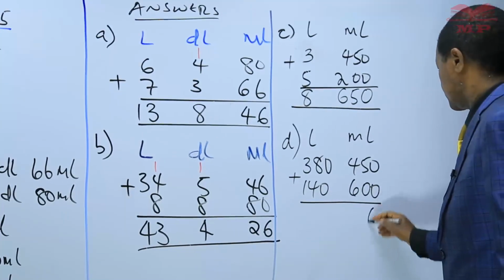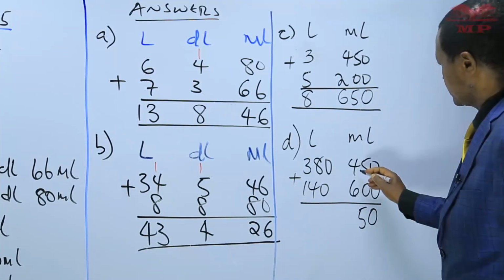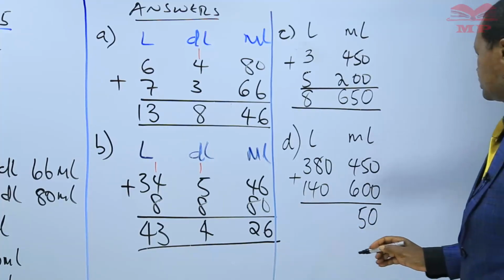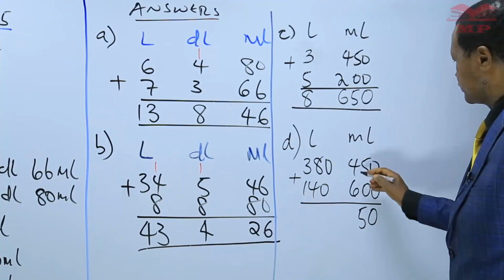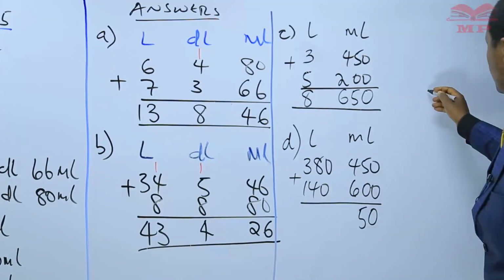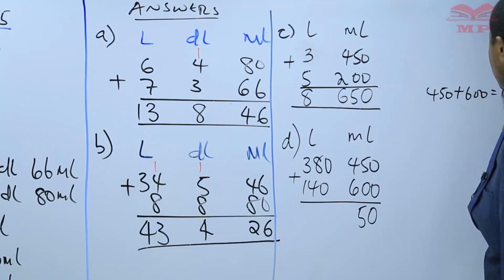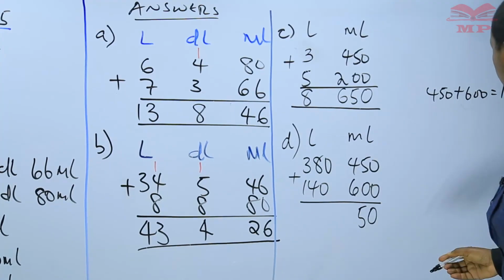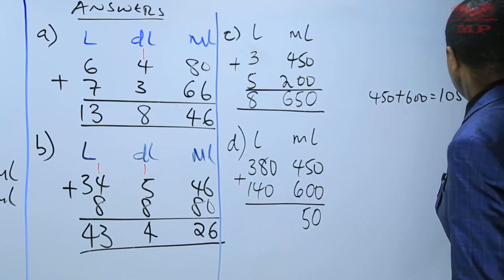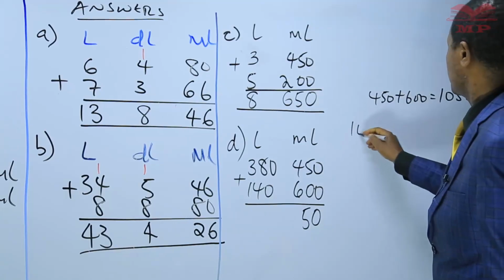This gives me 0, 0 plus 0, 0, 5 plus 0, 5, then 4 plus 6, 10. That means 450 plus 600 is more than 1,000. So 450 plus 600 is equal to 1,050 milliliters.